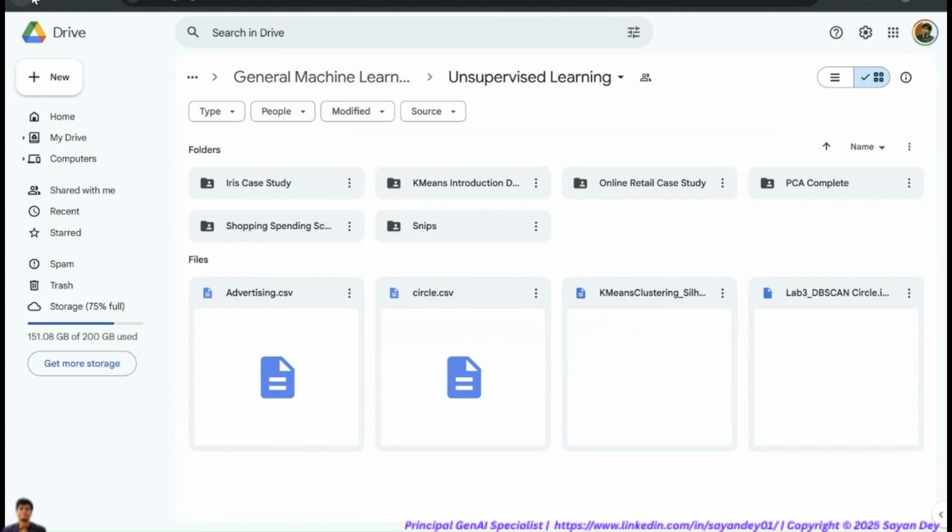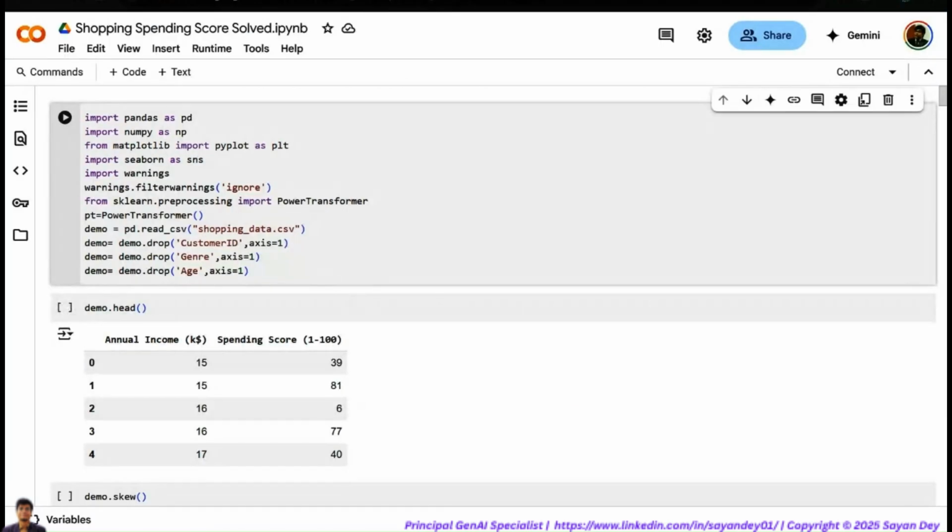Now based on what we have discussed, we will do an exercise. So here goes the solution file for the shopping spending score exercise that all of you did. If you remember the data set that we had, two features. We have the income of the customer, and we have the spending score of the customer. So for every customer, we have two features.